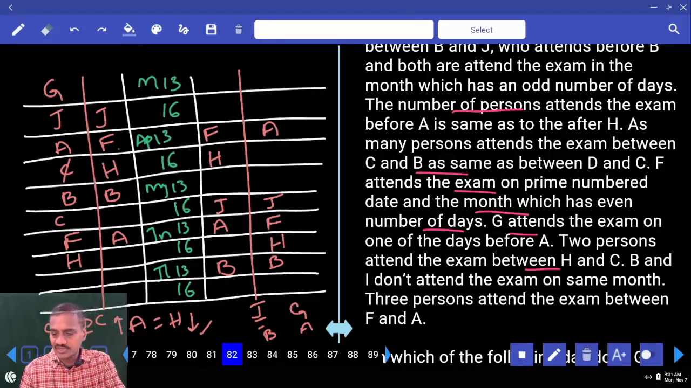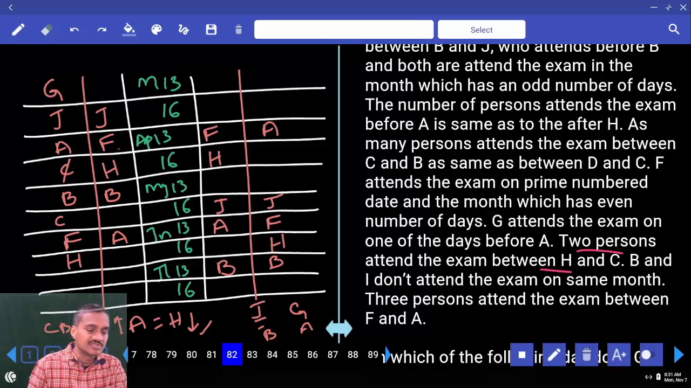Two persons between H and C. Where is that information here? As there are two persons between H and C, H is here. Now two persons in between H and C, this is straight away ruled out. Here again, two persons between H and C, is it possible? Not possible. And next, two persons between H and C, hence 1, 2, C will be here.